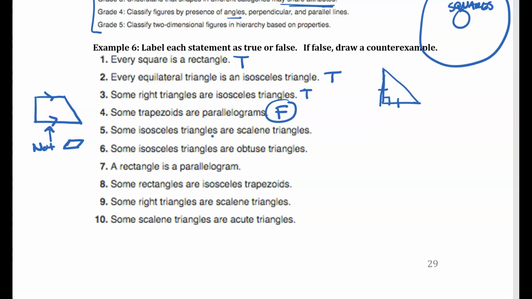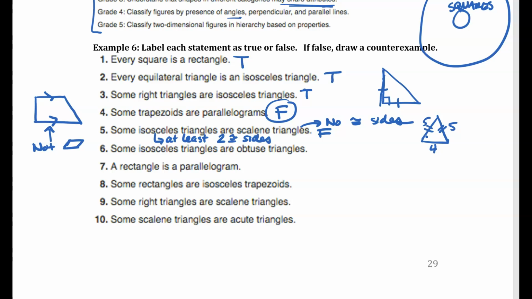Some isosceles triangles are scalene triangles. So let's think about that. So isosceles triangles have at least 2 congruent sides. Scalene triangles have no congruent sides. So I would say false. It's impossible. And if we draw an isosceles triangle, here's an example of an isosceles triangle where maybe these sides are both 5 and this side is 4. It's definitely not a scalene triangle.